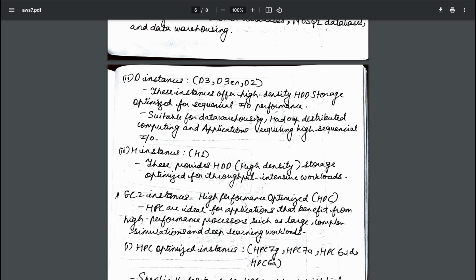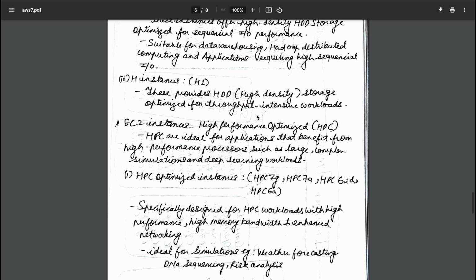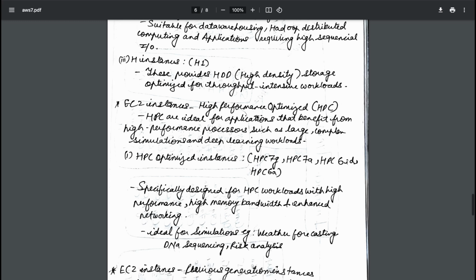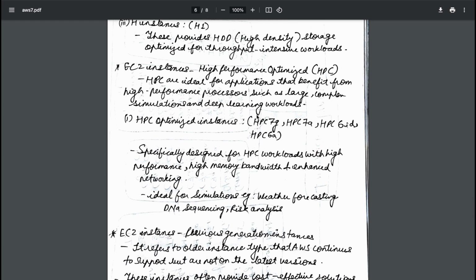So D instances consist of D3, D3EN, and D2. These instances offer high-density HDD storage optimized for sequential input output performance. It is suitable for data warehousing and Hadoop distributed computing applications, which require high sequential input output. The next one and the last one is H instances, which consist of H1. These provide high-density storage, which is optimized for throughput-intensive workloads. Right? Let's see high performance instance.